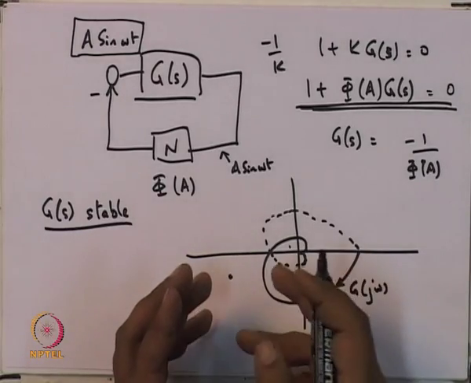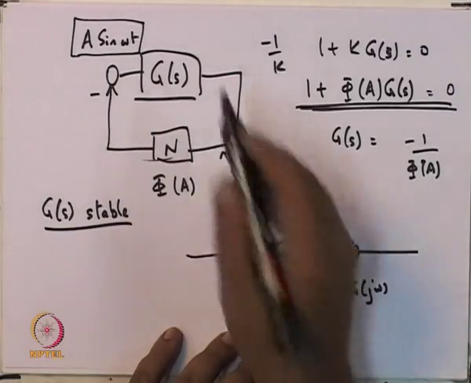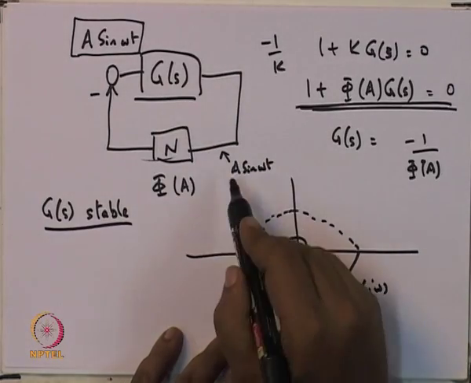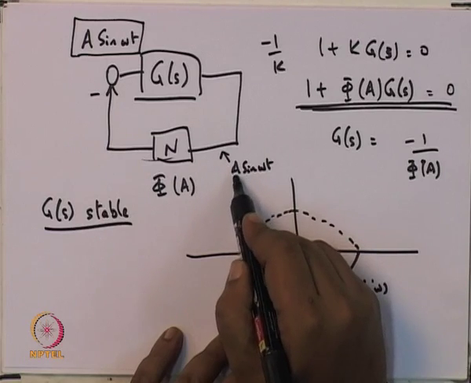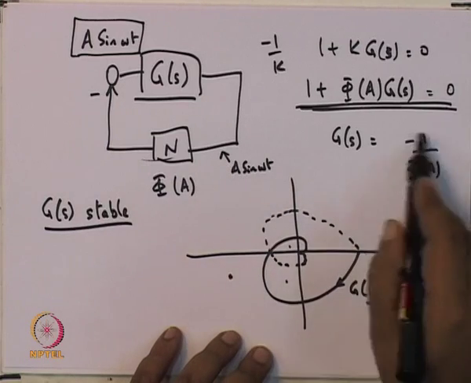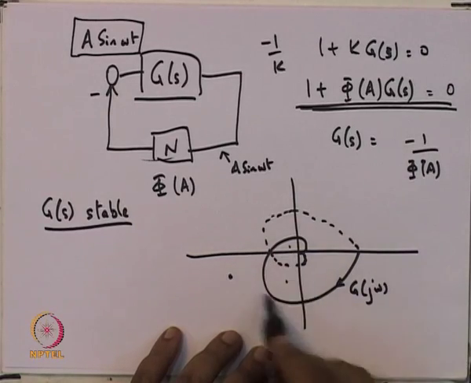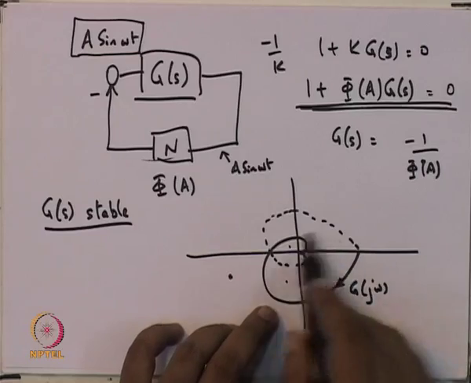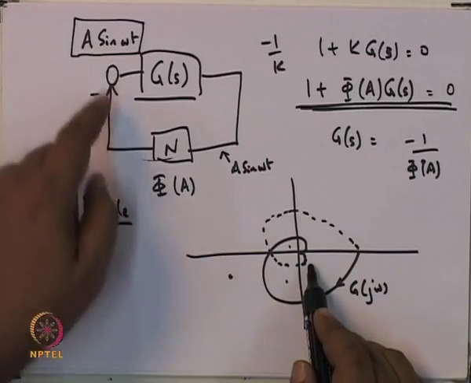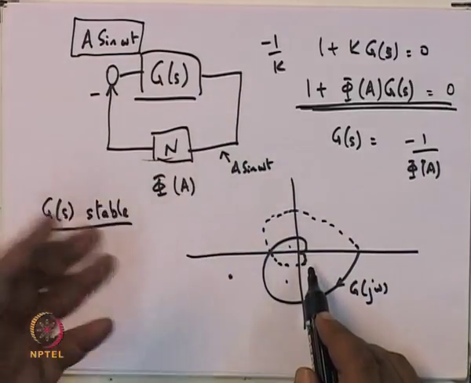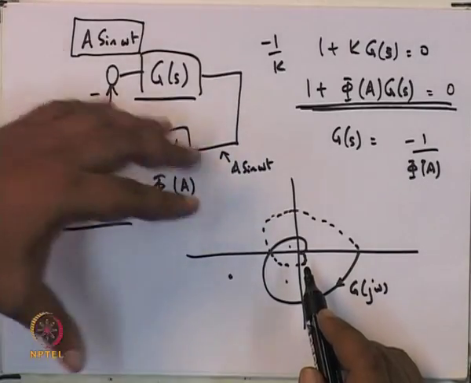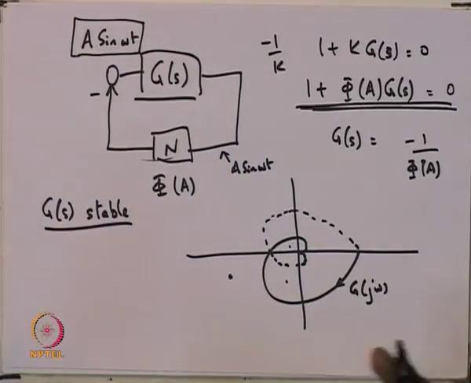But in both those cases, the resulting system is going to be unstable. So, if you take a signal A sin omega t, where A is such that this thing that you calculate turns out to be inside this portion of the Nyquist plot, then the resulting signal is not going to die out, but it is going to grow exponentially.